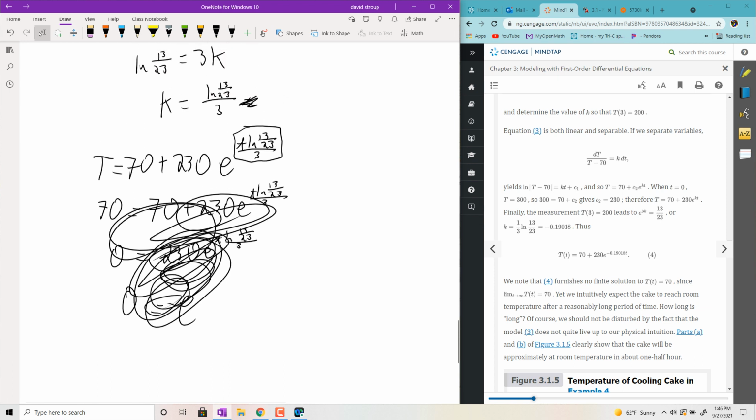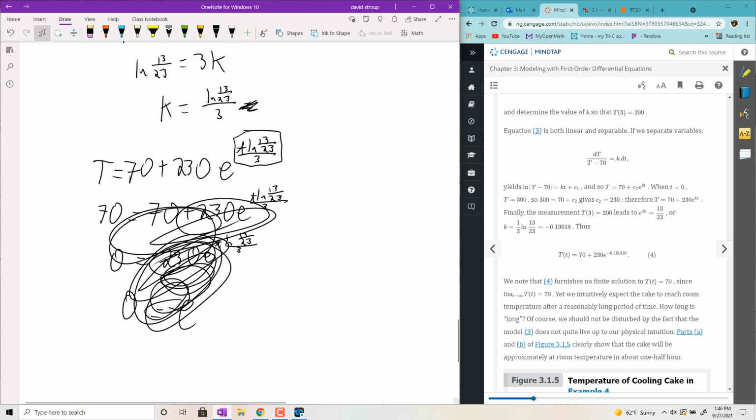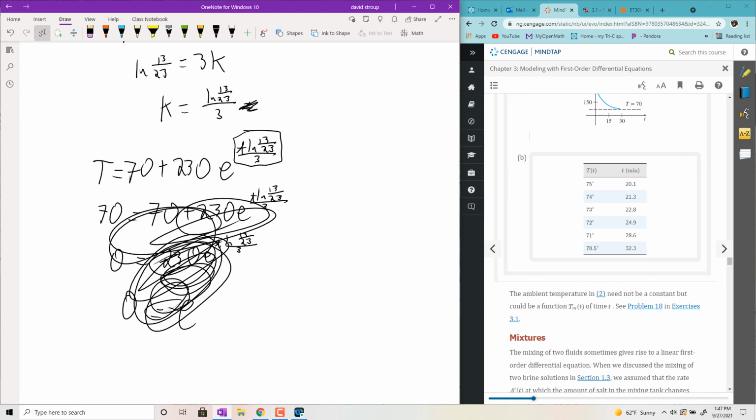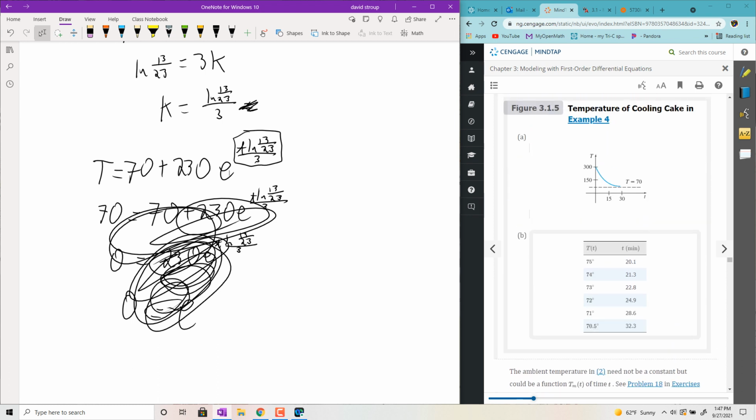So you can sit there and do trial and error. There are no questions like that in the homework where they're asking you to do a guesstimation. But there's that. Over time, it's going to get closer, and they give you a little chart here. Once it gets out to about 30 minutes, you're going to be pretty much there.